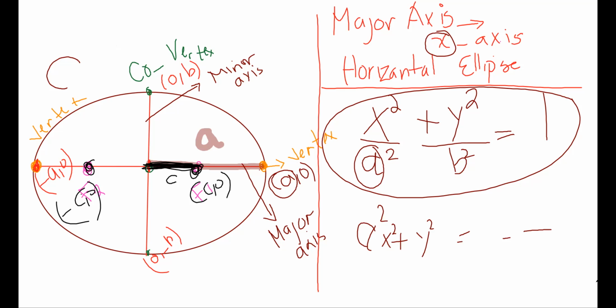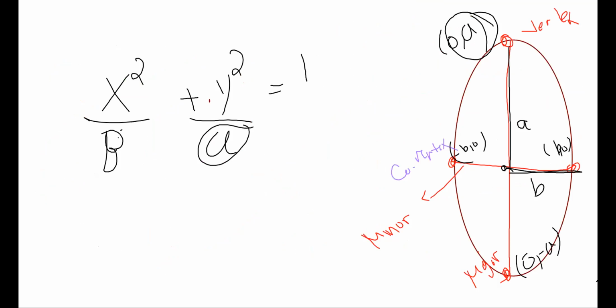And if it is a vertical ellipse, here we have focus 1 and here we have focus 2. For the focus, as I told you, the distance here is C, and here also the distance is C. Now the coordinates will be (0, C), and here it will be (0, negative C).